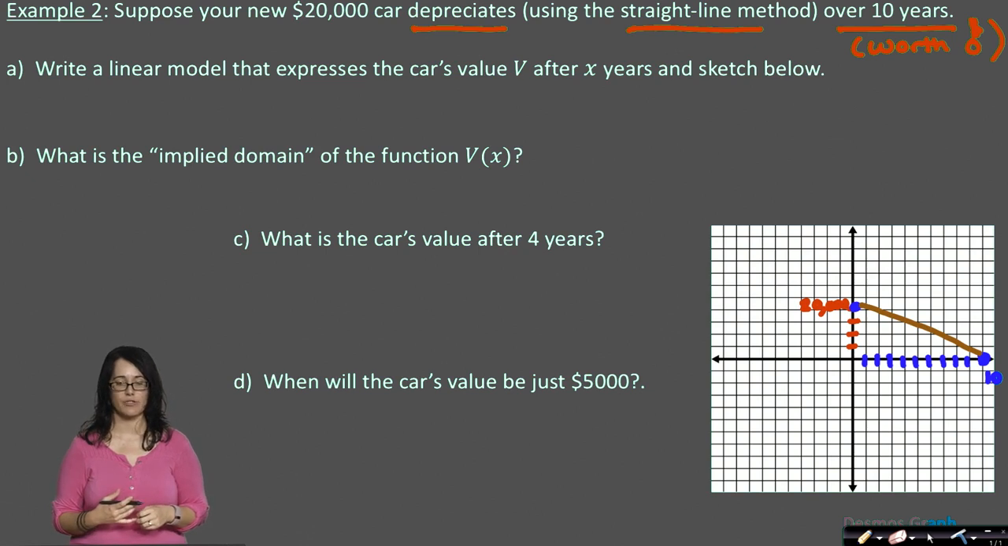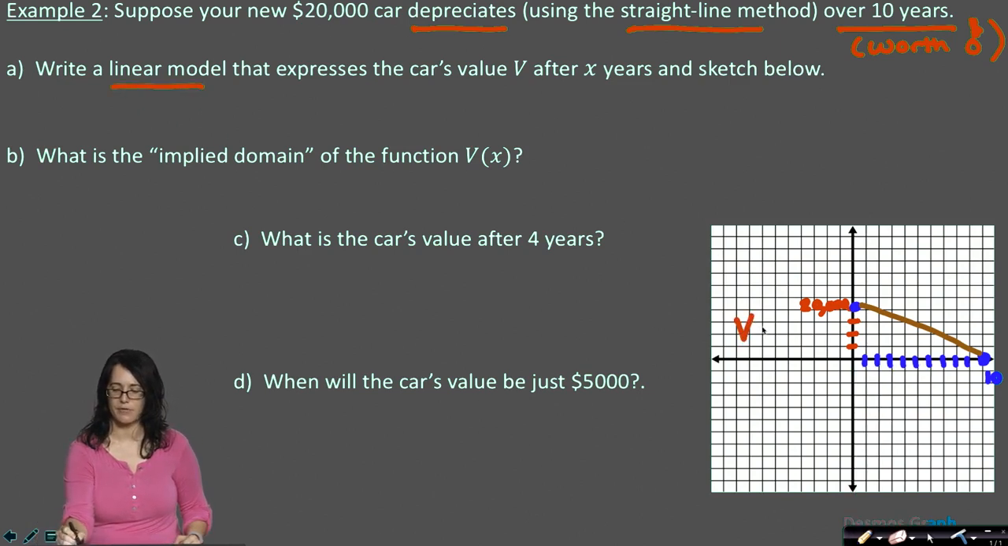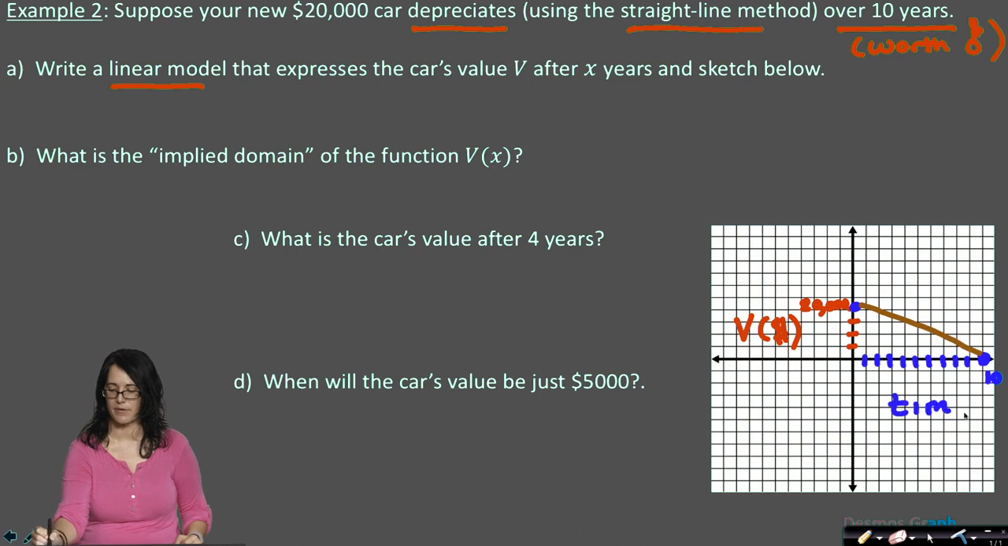The next thing I'm going to do is come up with a linear model that describes the picture. So to come up with my linear model, we could say that the y-axis was your value, so value V, and that's in terms of dollars. And we could say that the x-axis is your amount of time, right? So the x-axis is your time, and it's in terms of years, every 1 year.